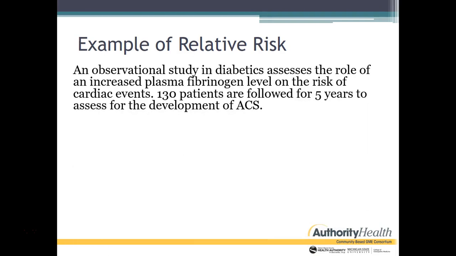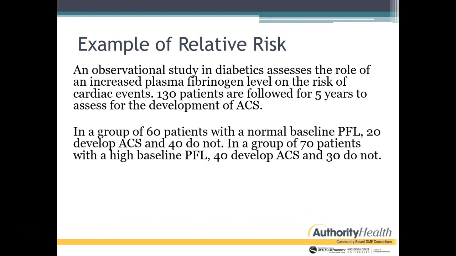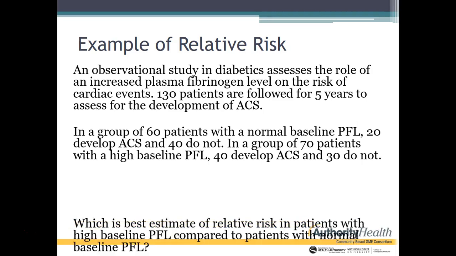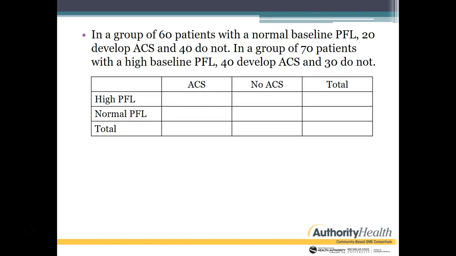So, this is a very complicated example. An observational study in diabetics assesses the role of an increased plasma fibrinogen level on the risk of cardiac events. 130 patients are followed for 5 years to assess the development of ACS. In a group of 60 with normal baseline PFL, 20 develop ACS and 40 do not. And in a group of 70 patients with a high baseline, 40 develop ACS and 30 do not. So what's the best estimate of relative risk in patients with a high baseline PFL compared to patients with normal? Holy cow, if I was sitting for Step 3 and I was reading this question, I would be sad. But alas, they do give us all the information we need in the middle paragraph.